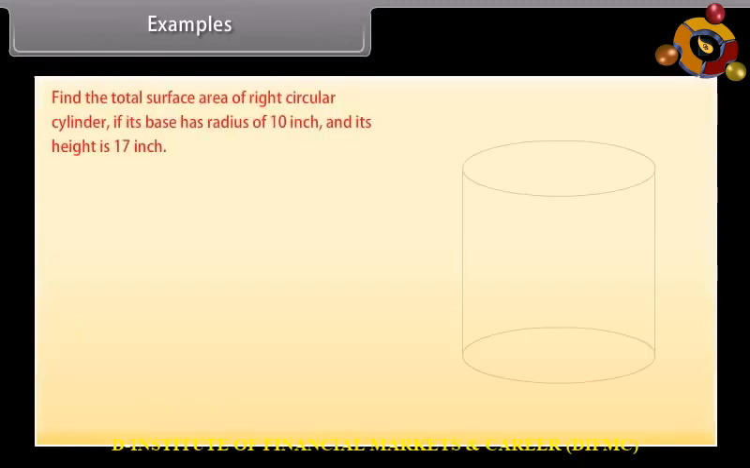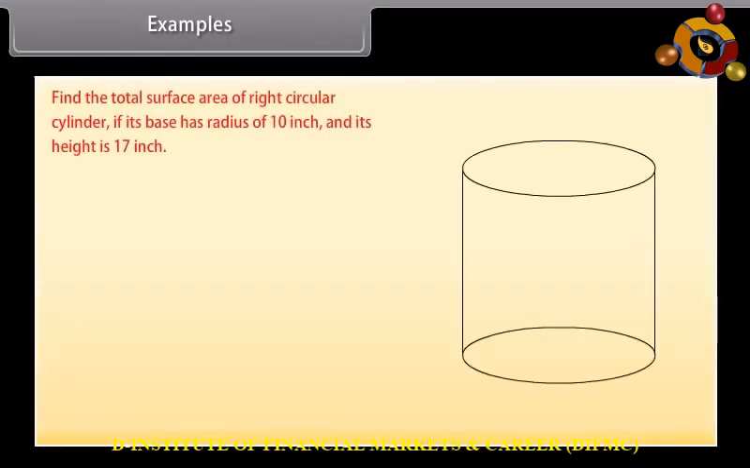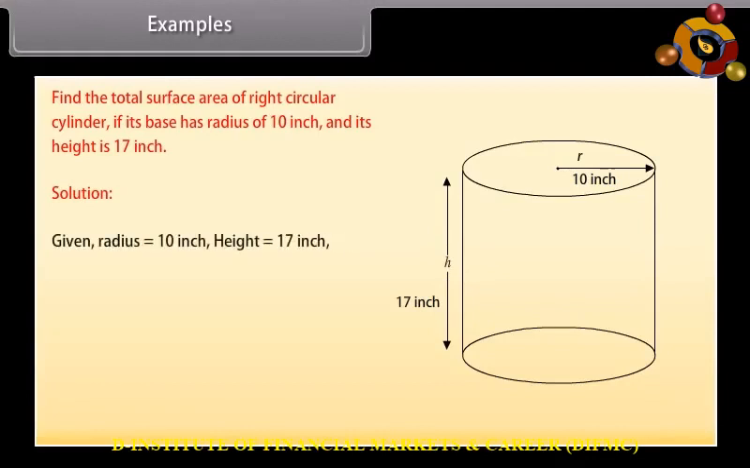Example. Find the total surface area of a right circular cylinder if its base has a radius of 10 inches and its height is 17 inches. Solution. Radius is equal to 10 inches and height is equal to 17 inches, which is given. As we know, the value of pi is 3.14. Now we have to find the total surface area.